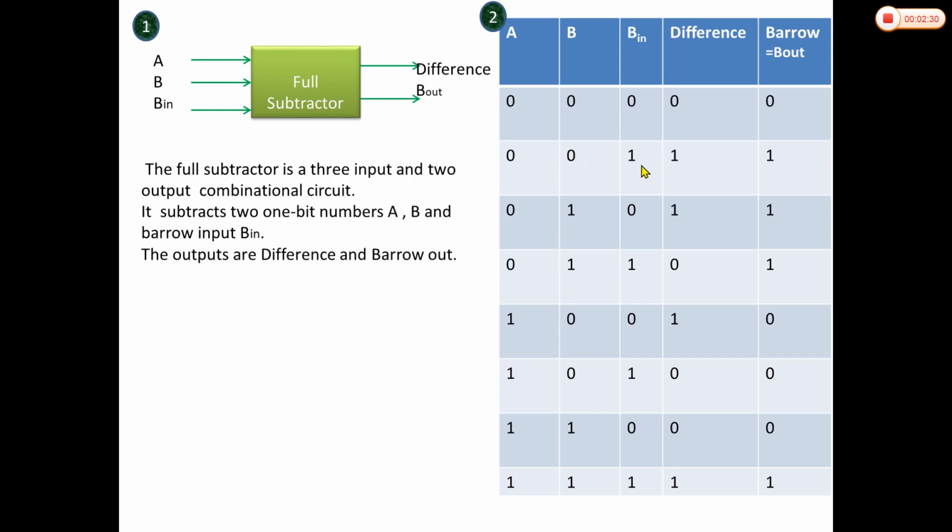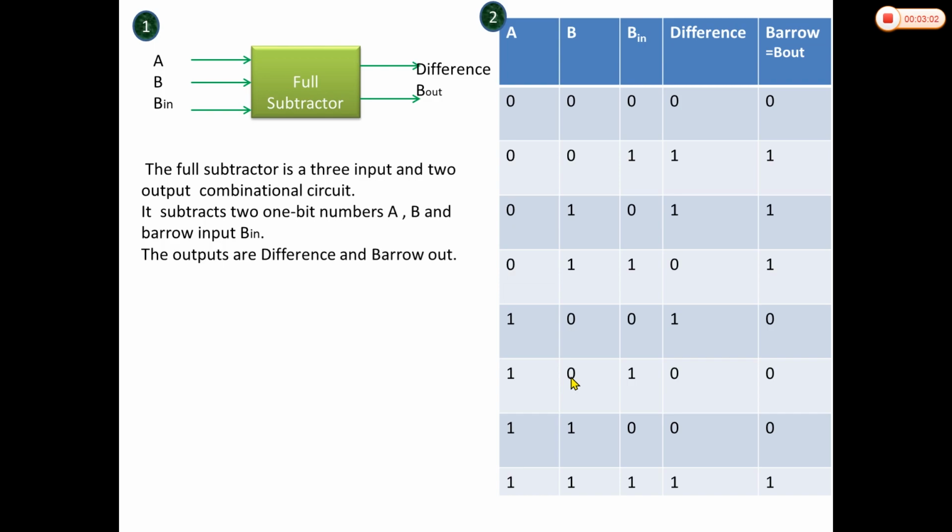1, 0 minus 1 equal to 1. Similarly 0 minus 1, when you take the borrow 1, it will be 1, 0. 1, 0 minus 1 equal to 1 and 1 minus 0 equal to 1. Here also 0 minus 1. We take the borrow 1, then it will be 1, 0. 1, 0 minus 1 equal to 1. Here 1 minus 0 equal to 1. 1 minus 0 equal to 1. So difference is 1, borrow is 0.